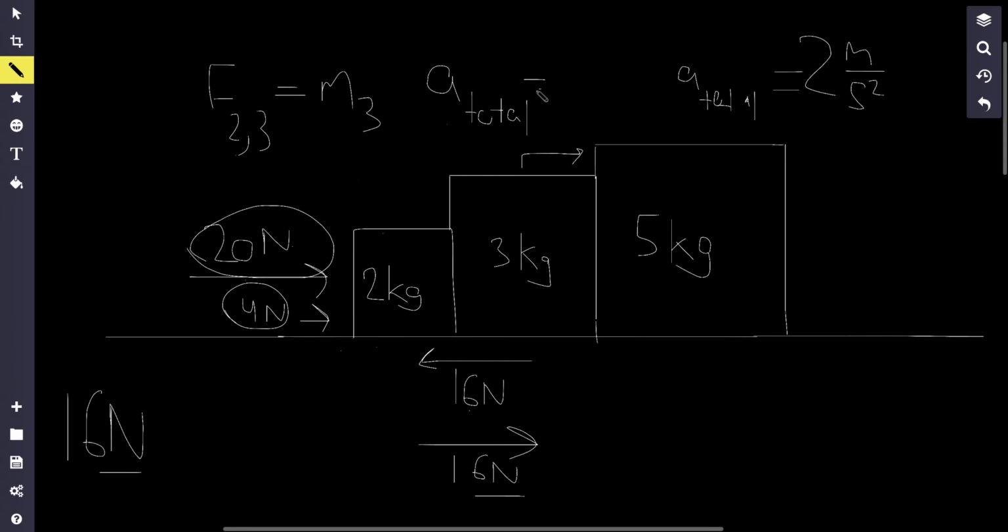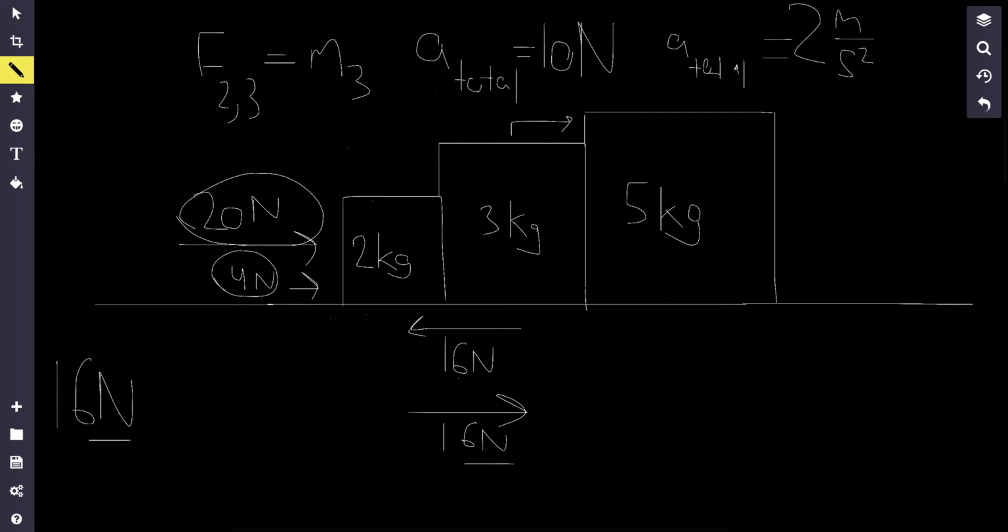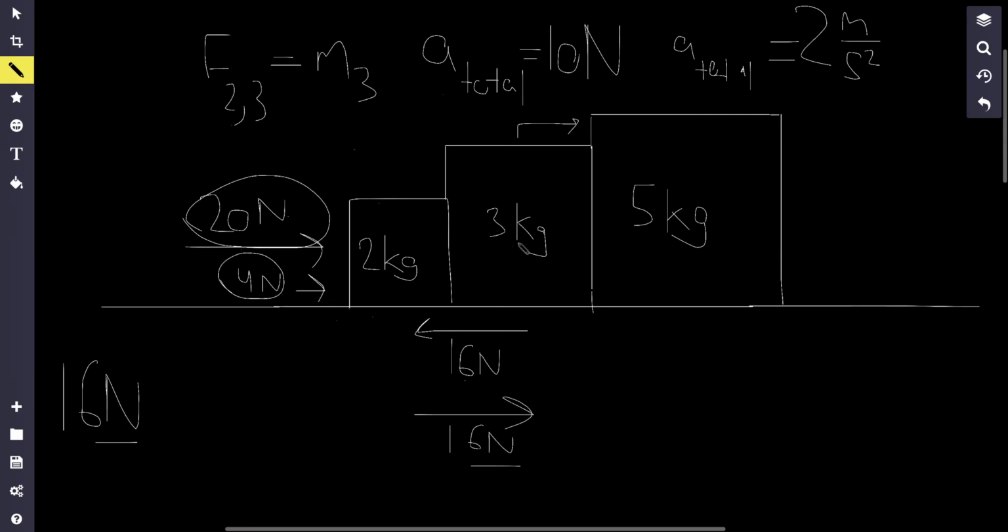And if we apply that formula, mass 3 is 5 kilograms, acceleration is 2. 5 times 2 is 10 newtons. Now, why does this answer make sense? Let's calculate the force just on this block right over here. If I calculate the force just on block 2, force is equal to mass times acceleration. My mass is 3 kilograms, and my acceleration, the total, is 2. That's 6 newtons. So the force on block 2 is going to be 6 newtons here, right?